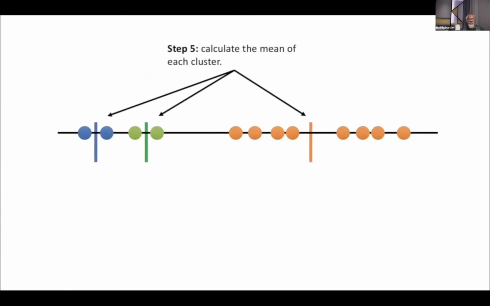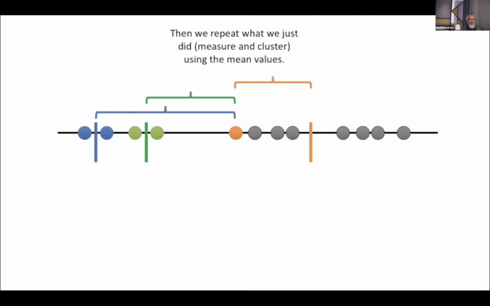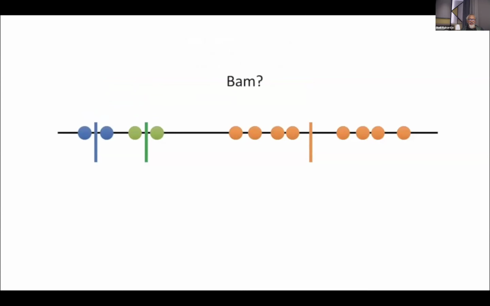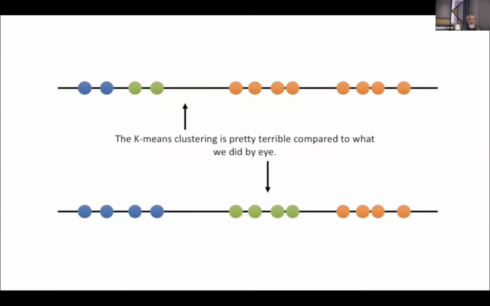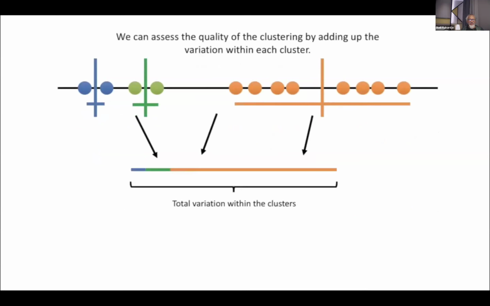Calculate the mean of each cluster. Then we repeat what we just did, measure and cluster, using the mean values. Since the clustering did not change at all during the last iteration, we're done. Bam! The k-means clustering is pretty terrible compared to what we did by eye. We can assess the quality of the clustering by adding up the variation within each cluster.